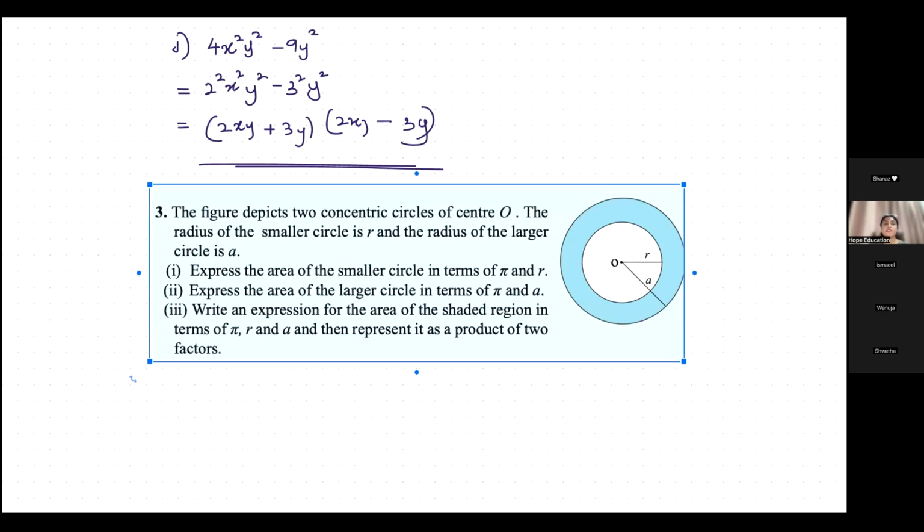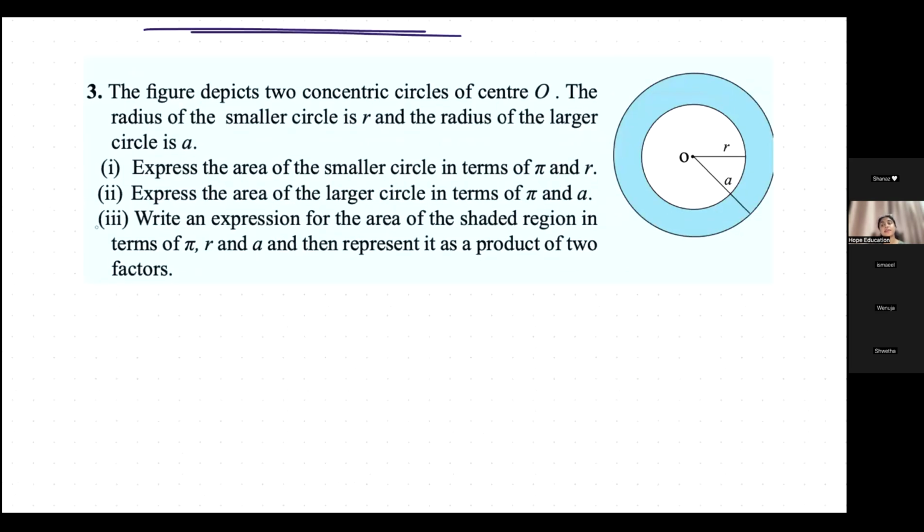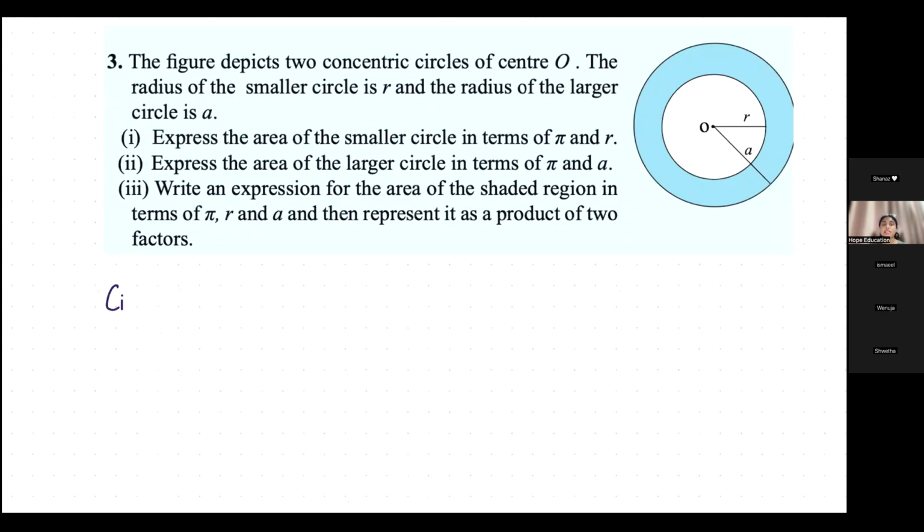All right. The figure depicts two concentric circles. Concentric means they have the same center. Okay. They both have center O. The radius of the smaller circle is R. The radius of the larger circle is A. Okay, this is not that difficult. Express the area of the smaller circle in terms of pi and R. So the smaller circle is this one, and the radius of the smaller circle is R. And then we know the area will be pi R squared.